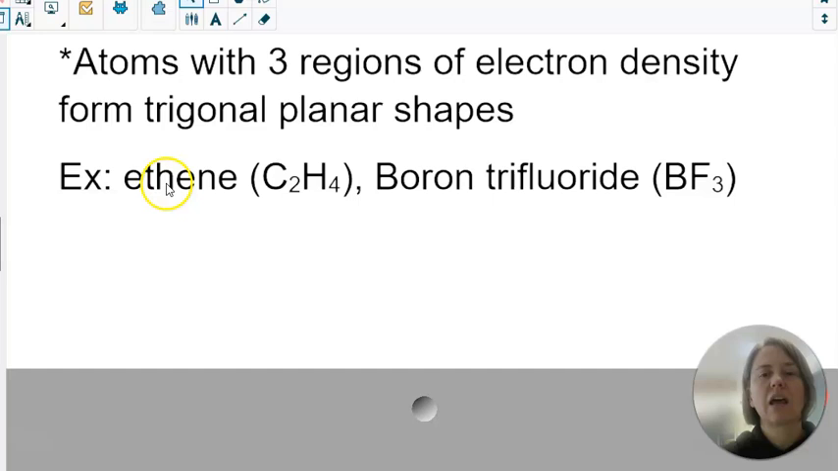So, ethene, C2H4, and boron trifluoride, BF3. Take a moment and see if you can do Lewis structures for both of these, and also make sure to leave some room for corrections if needed.